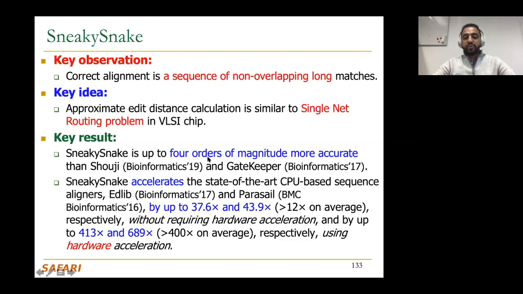So SneakySnake is up to 4 orders of magnitude more accurate than Shouji and GateKeeper. It's very, very nice results to have. And SneakySnake accelerates the state-of-the-art CPU-based sequence aligner, Edlib, and Parasail, by up to an order of magnitude without requiring any hardware acceleration, no GPU, no FPGA, and by 2 orders of magnitude using hardware acceleration. Now remember, the contribution here is just a pre-alignment filter. So it's really great to have something accelerating the dynamic programming by 2 orders of magnitude with only a single step. You only add a single step to the pipeline, and that will give you this effect.